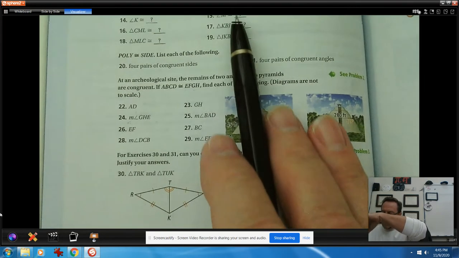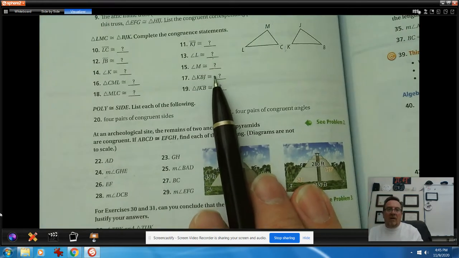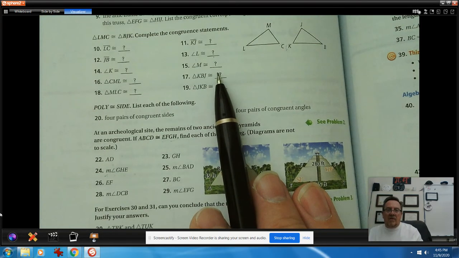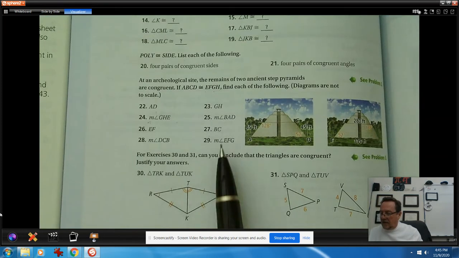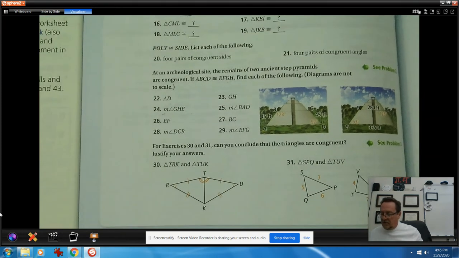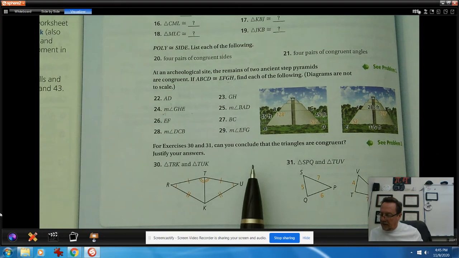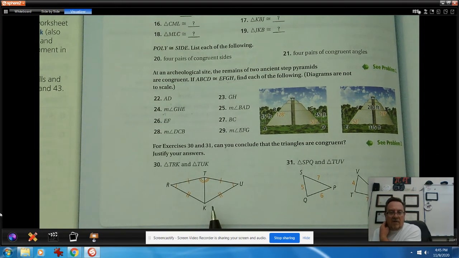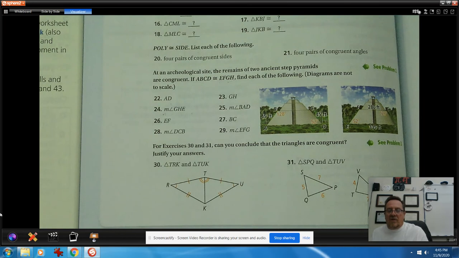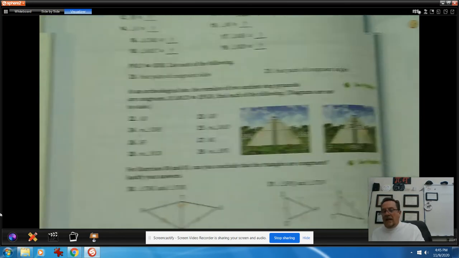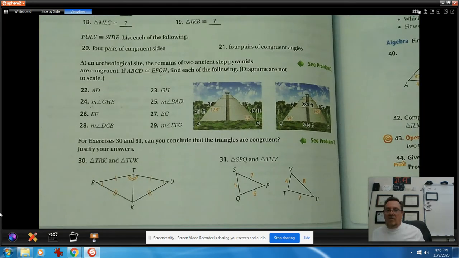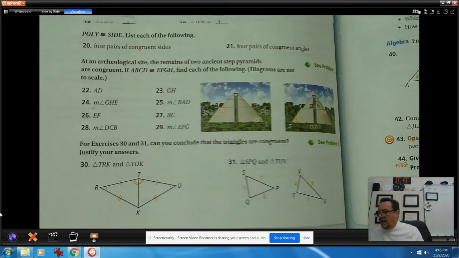Just to review, these up here are asking for names, so you're going to put segment symbols or angle symbols. These down here are asking for actual numbers, for measurements. Can you conclude that the triangles are congruent? The only way to conclude the triangles are congruent is if you can show that all 6 measurements on one are the same as all 6 measurements on the other. If any information is missing, you can't say. All right?